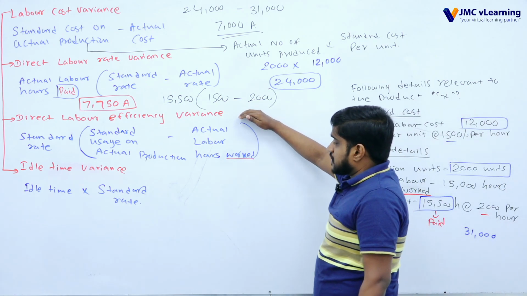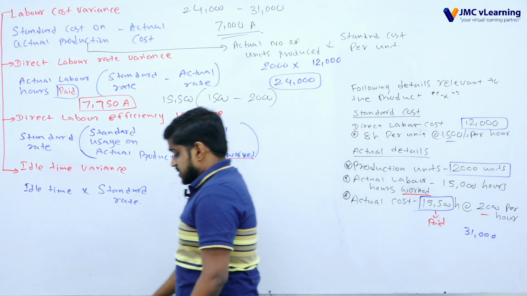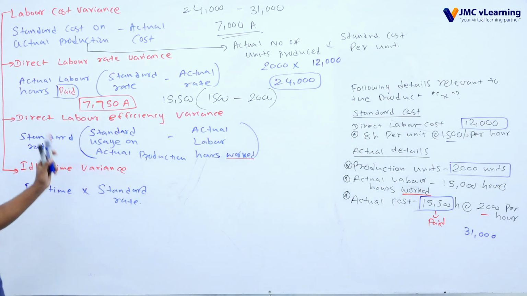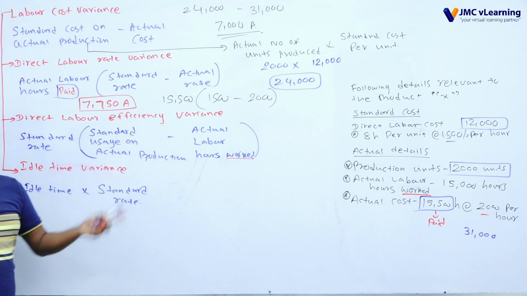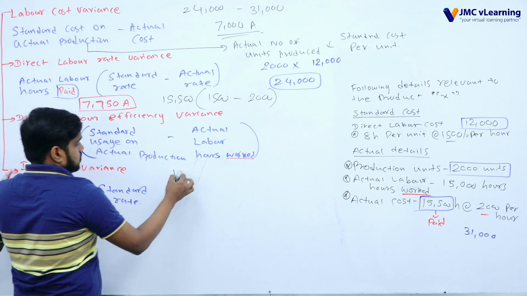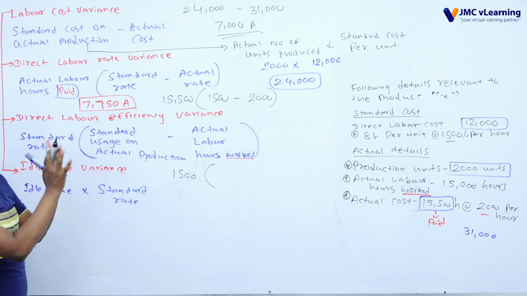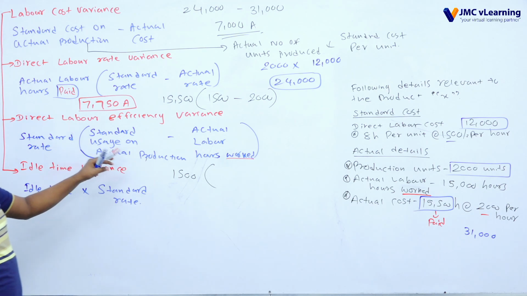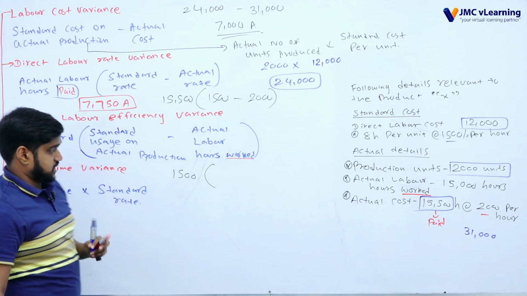Then our second sub-variance, direct labor efficiency variance. How can we calculate direct labor efficiency variance? We need to multiply the standard rate per hour by the difference between the standard usage on actual production and the actual labor hours worked. The standard rate per hour is 1,500.